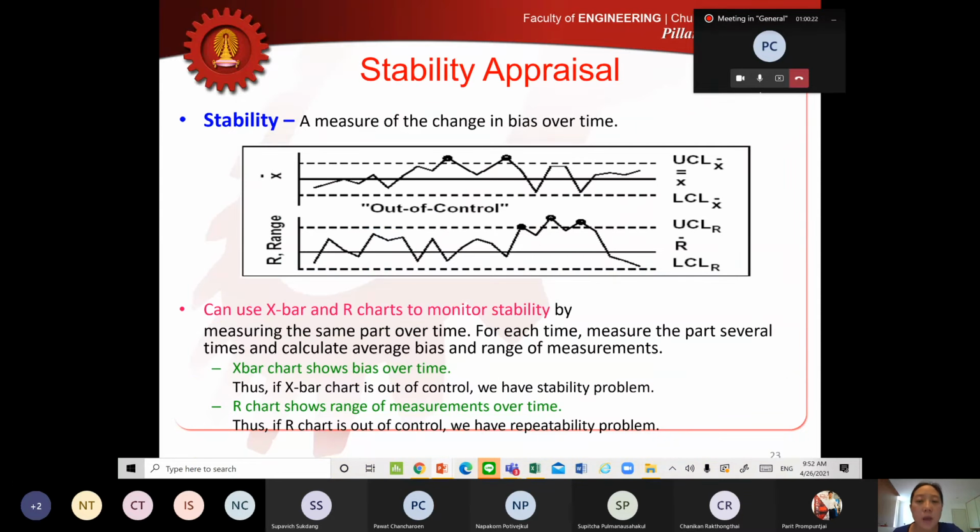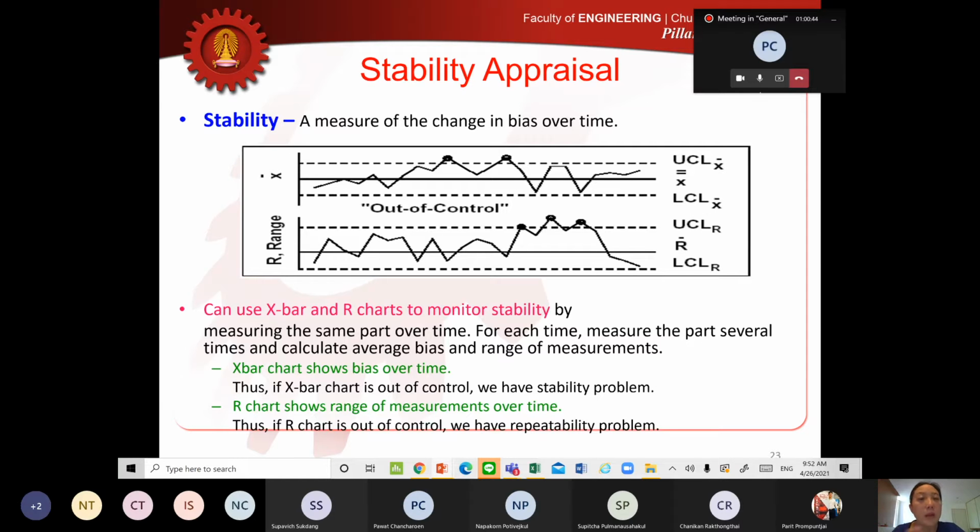Okay, if not, I will give a lecture a little bit more about stability and linearity. After that, we will come back to do the workshop, to have you practice with Minitab about the bias and linearity appraisal.